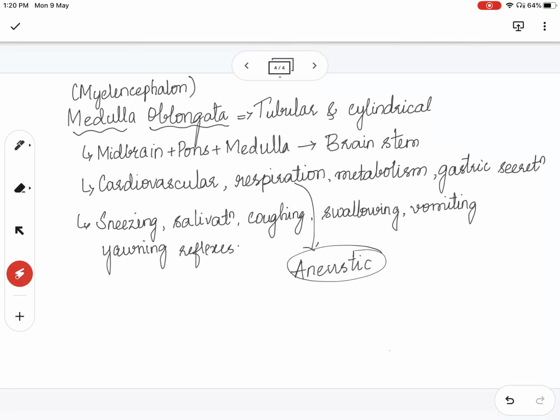Apart from that there are other functions also, like sneezing, salivation, coughing, swallowing, vomiting, yawning. All these reflexes are taken care of by the medulla, along with metabolism, gastric secretion, respiration and cardiovascular reflexes. Each and every point mentioned in this video has come out in the form of questions. Ensure that you remember very well.